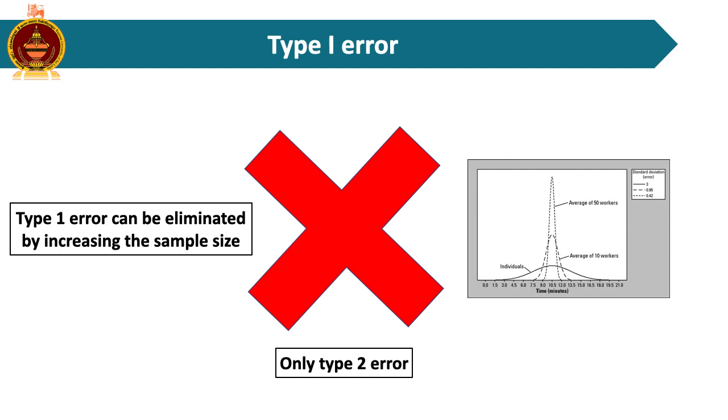When you increase the sample size, the sampling distribution or the null distribution gets narrower and there's higher power to get a significant result. Because of that, you cannot eliminate type 1 error by increasing the sample size. You can only reduce type 2 error by increasing the sample size.